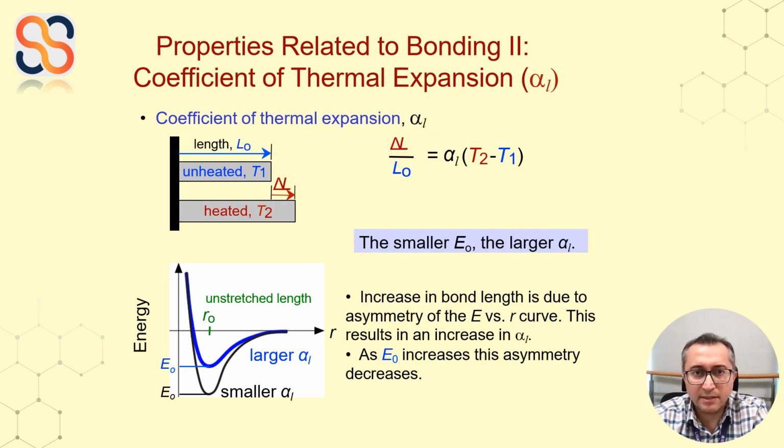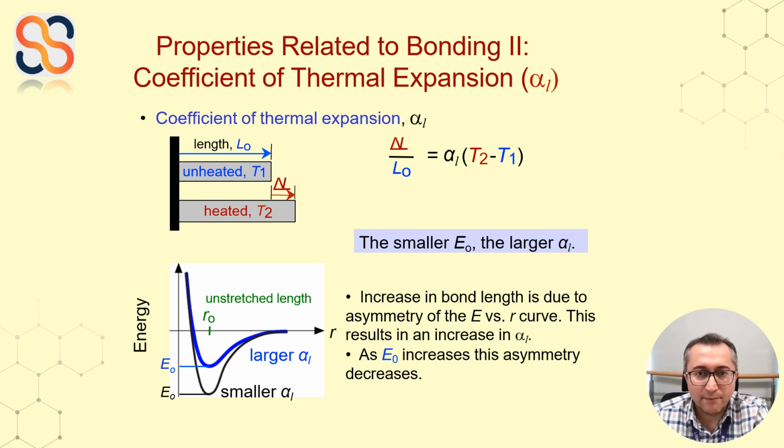Well, let's continue exploring the properties related to bonding, this time focusing on the coefficient of thermal expansion, alpha L. This property describes how materials change in size with temperature changes, which is important in many engineering applications. Coefficient of thermal expansion quantifies how much a material expands per unit length for a given temperature change.